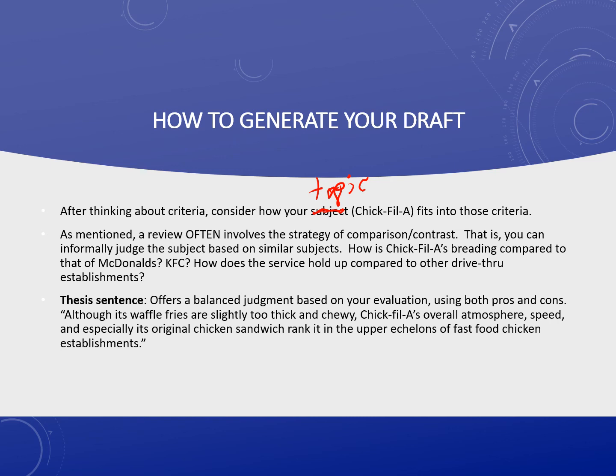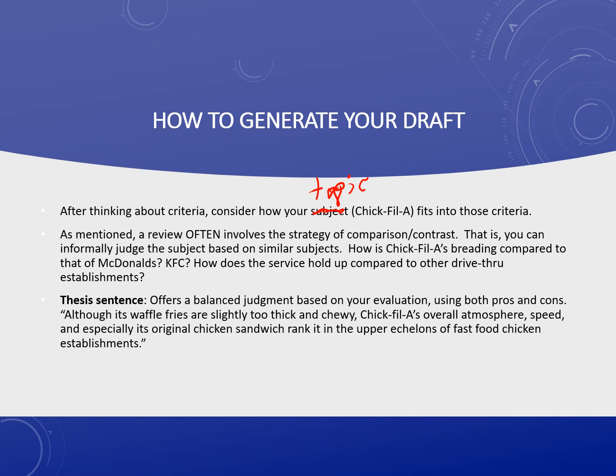I wrote a thesis sentence here for a potential essay on Chick-fil-A. I'm probably going to have another short PowerPoint on writing a thesis, but a thesis is supposed to be thorough, specific, detailed, and predict for us what your paper will be about. So my thesis for Chick-fil-A: although its waffle fries are slightly too thick and chewy, Chick-fil-A's overall atmosphere, speed, and especially its original chicken sandwich rank it in the upper echelons of fast food chicken establishments.